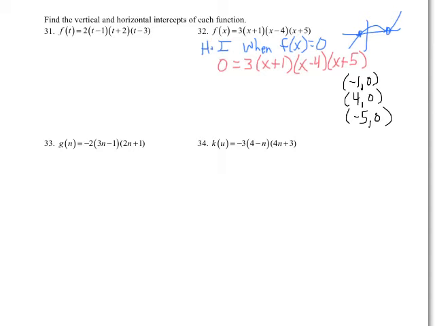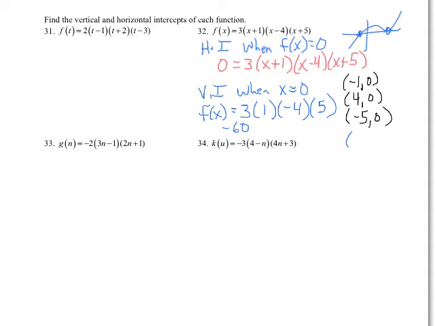And to find our vertical intercepts, those happen when x is 0. So if we stick our 0 in for x, we're going to get 3 times 0 plus 1, 0 minus 4, and 0 plus 5. And that will occur at 3 times 5 is 15 times -4, -60. So we get it at -60. So our vertical intercept occurs at (0, -60).